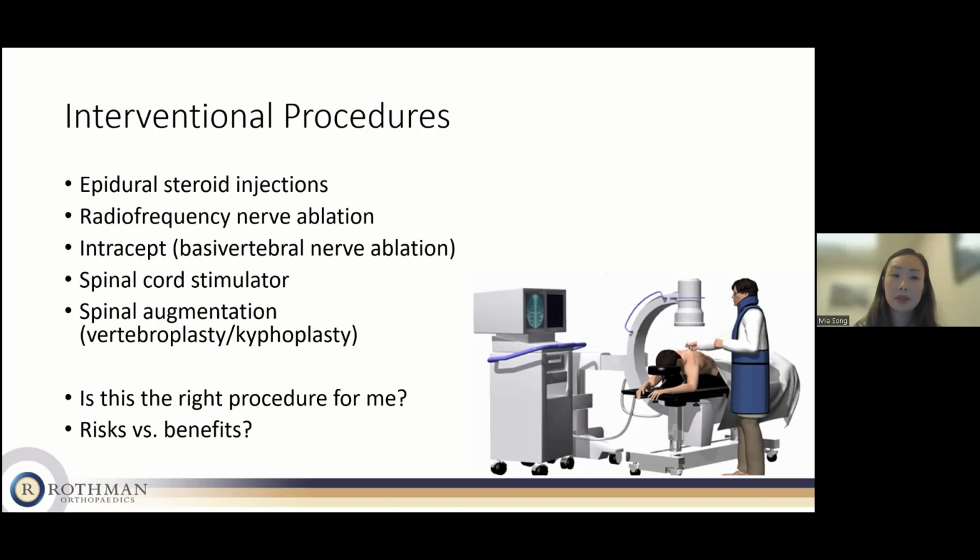Along with interventional procedures, I always go through the risks and benefits of each procedure. And that's something I also have a very open conversation with patients about before the procedure, to make sure that you're able to make a fully well-informed decision, and then go from there.